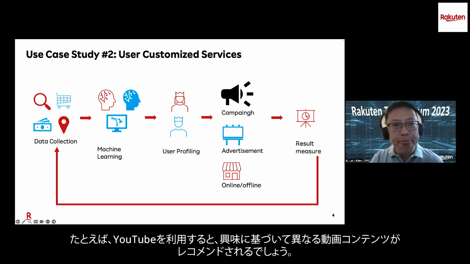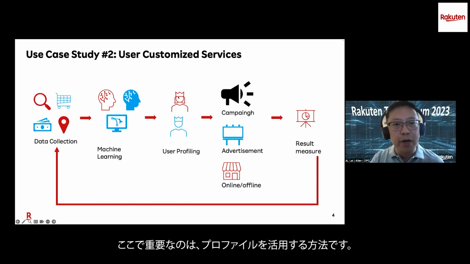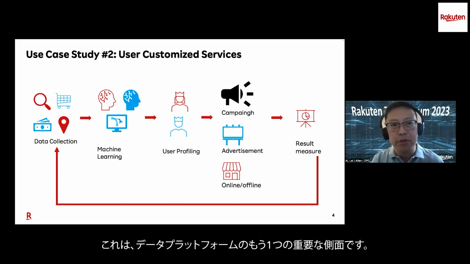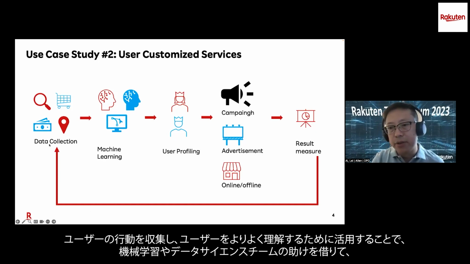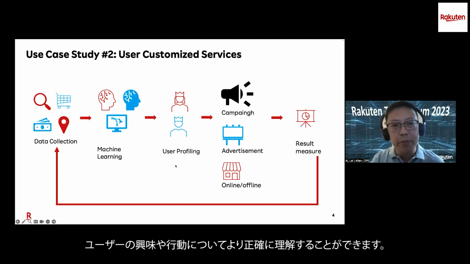So this is a critical part: how we do user profiles properly. This is also another critical part of the data platform. With the data platform, we are able to collect users' behavior to understand users better, and with the help of the machine learning and data scientist team, we get a more accurate understanding of users' interests, behavior, and what they want.